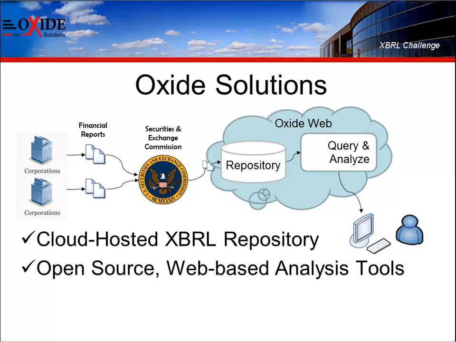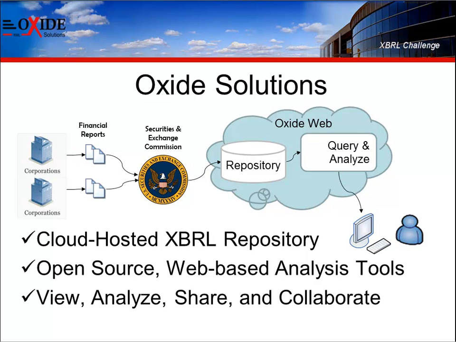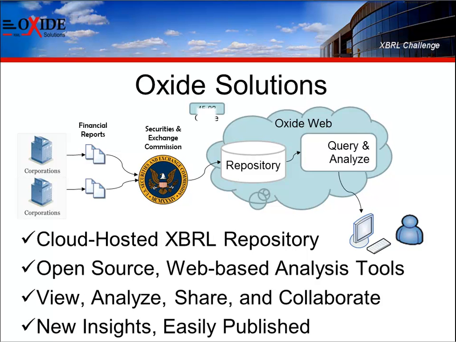OXIDE Web delivers an open-source community website with easy access to the XBRL repository, as well as web-based analysis and collaboration tools. With OXIDE Web, you can examine a range of information from the XBRL repository and other websites combined into a single view, which lets you thoroughly analyze companies to gain new insights into current and future performance and share that information with others.